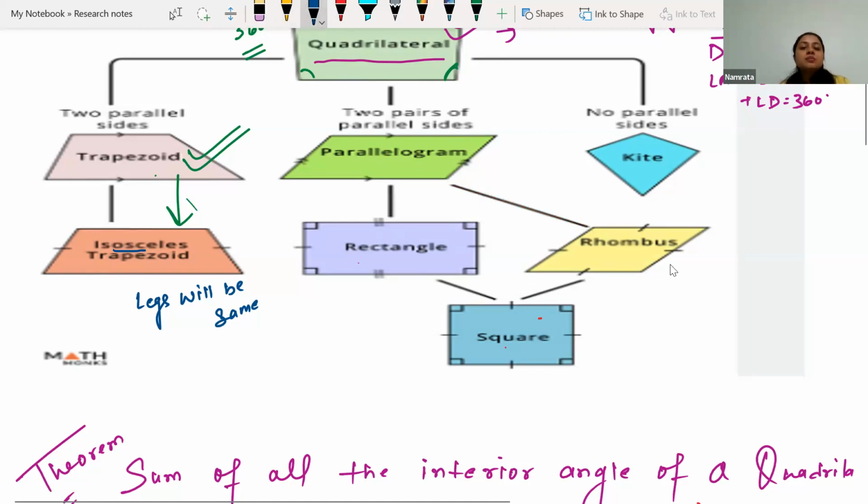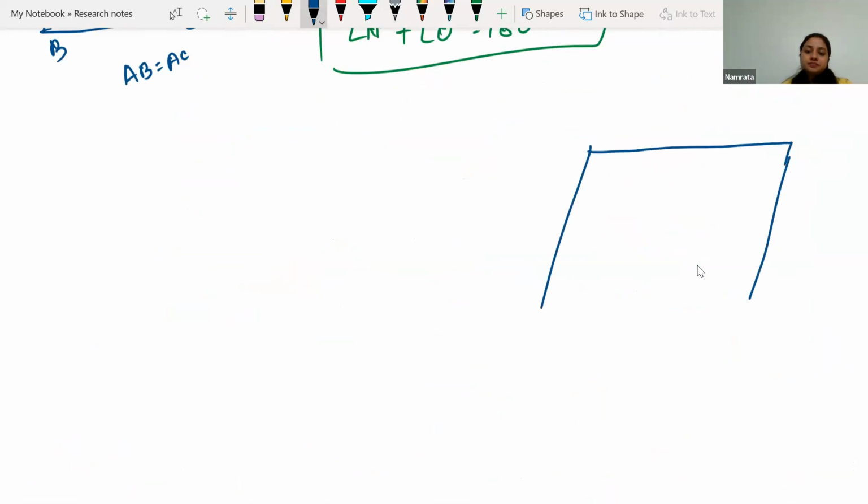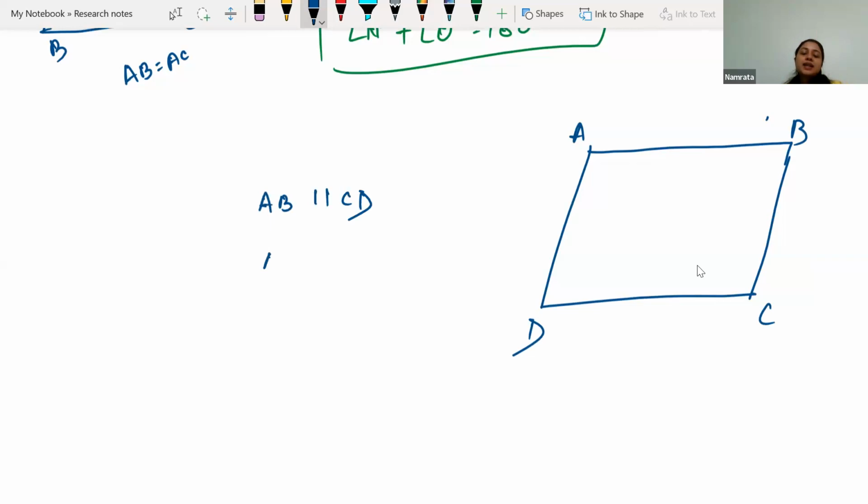So, suppose we have a parallelogram. What is the property of a parallelogram? The property says that if ABCD is a parallelogram, then its opposite sides will be parallel and equal to each other. So here AB is parallel to CD and AD is parallel to BC. Opposite sides are parallel and also opposite sides are equal to each other. That is the property of a parallelogram.